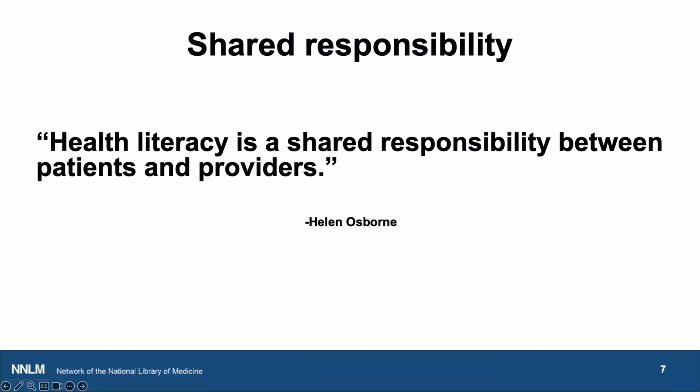So Helen Osborne, a health literacy expert, describes health literacy as a shared responsibility of patients and providers. So for the purpose of today's training, let's really keep that in mind, Osborne's definition as a shared responsibility between the provider and the receiver. A provider can really be anybody who provides information, and a receiver can be anyone who receives it, a patient or a library patron, or someone reading a public health message.